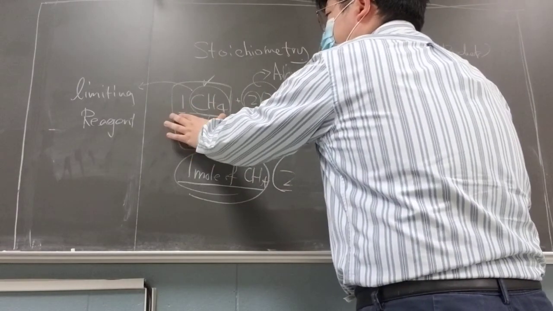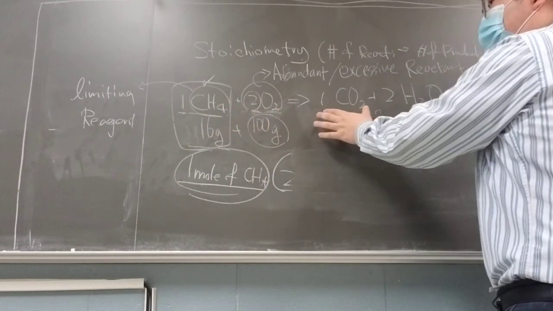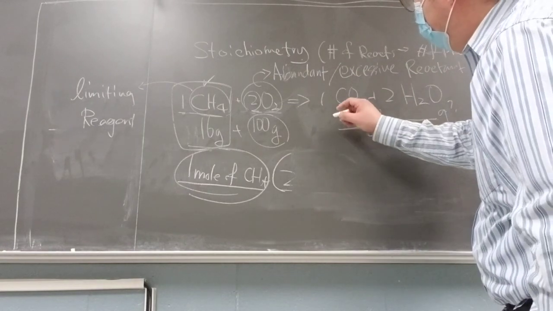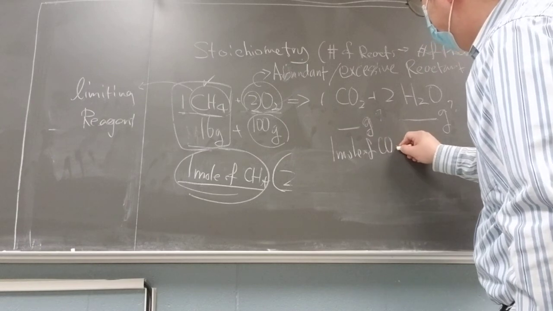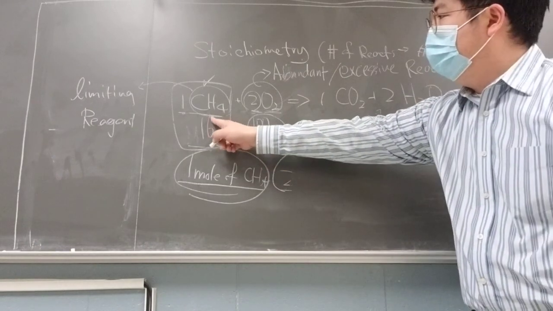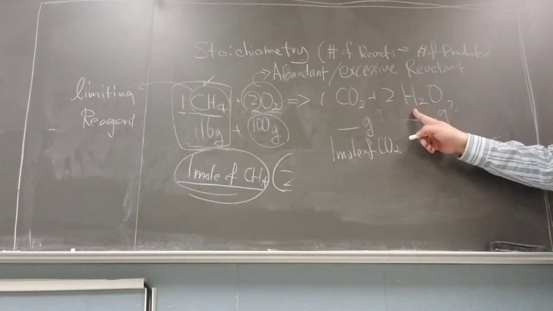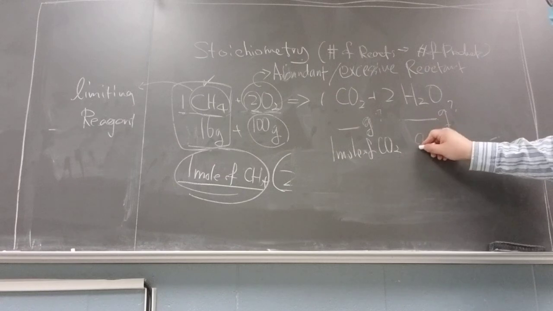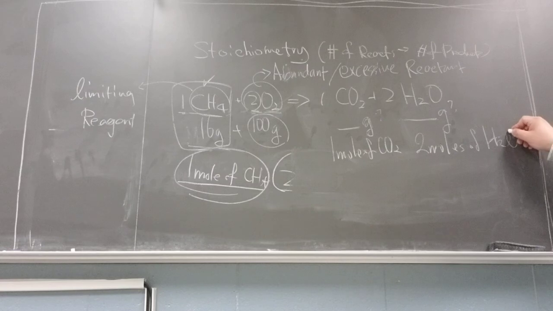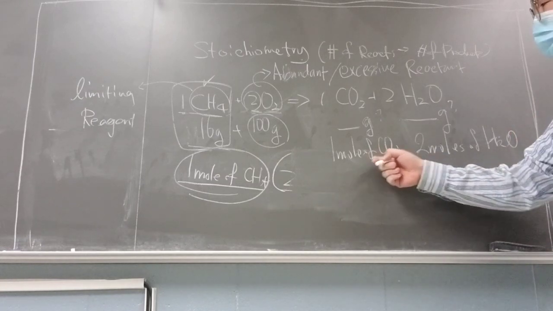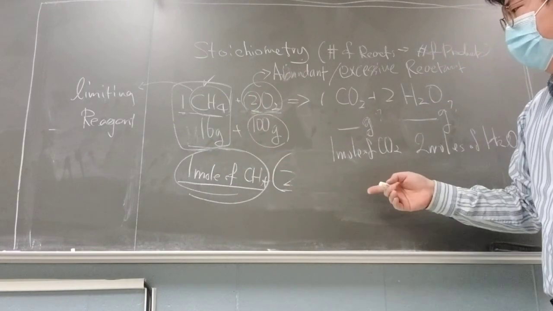So one methane will interact with two oxygen gas molecules to make one carbon dioxide. So meaning one mole of carbon dioxide will also be produced, because the one methane goes in to make one carbon dioxide. But when one methane goes into the reaction, it will actually make not one but two waters. So it'll be two moles of water. Okay. So now you know how many moles of these two will be made from the limiting reagent. Not this one, you don't need to use this one anymore.